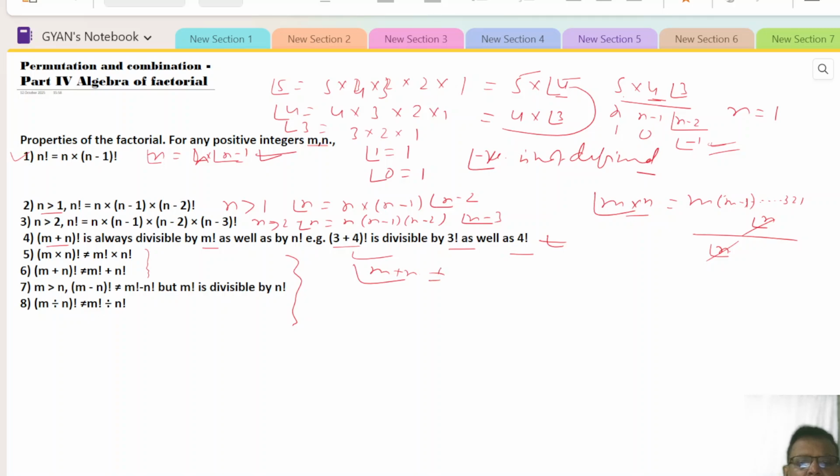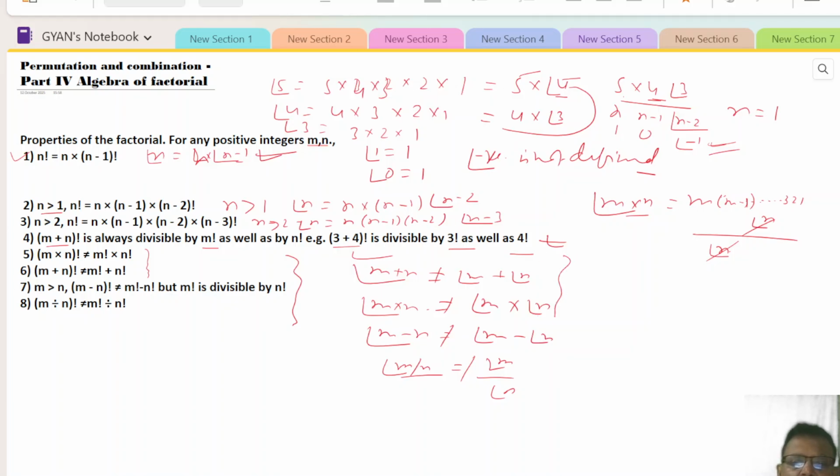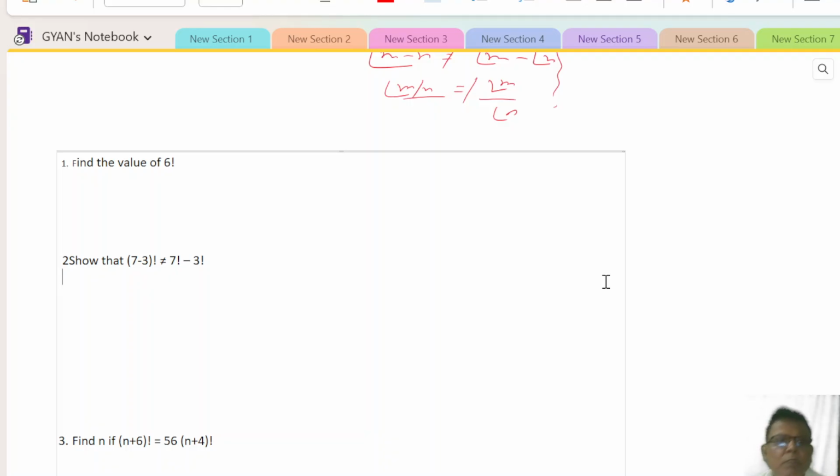Factorial m plus n is not equal to factorial m plus factorial n. Factorial m multiplied by factorial n is not equal to factorial mn. Factorial m minus n is not equal to factorial m minus factorial n. Factorial m divided by factorial n is not equal to factorial m by n. So these are all the algebra of factorial. Now we will solve some questions based on factorial.